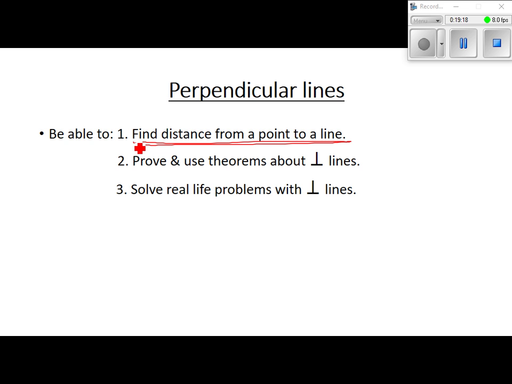Distance from a point to a line, we're also going to prove and use theorems about. What's that symbol mean? Perpendicular. What's perpendicular tell you? Right angles, and then right angles tells you 90 degrees. Be able to solve real life problems using perpendicular lines.